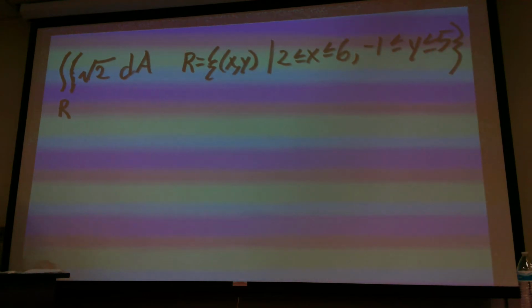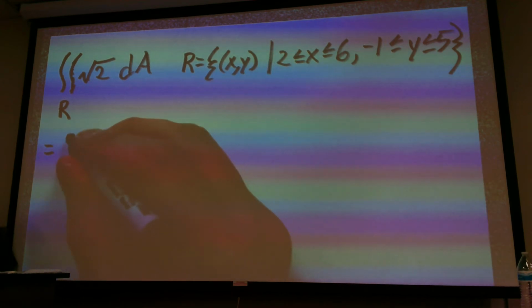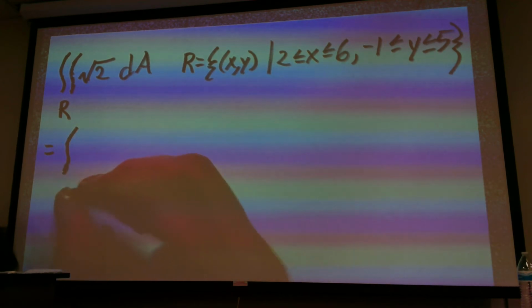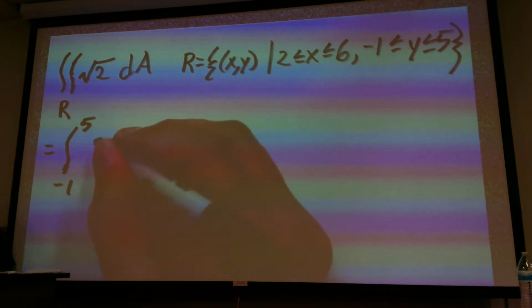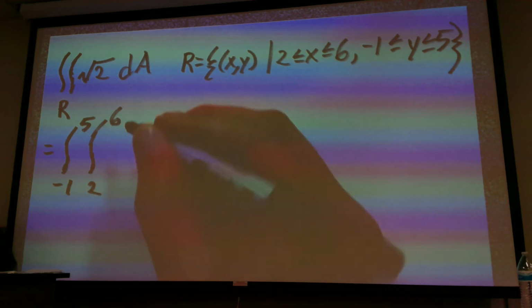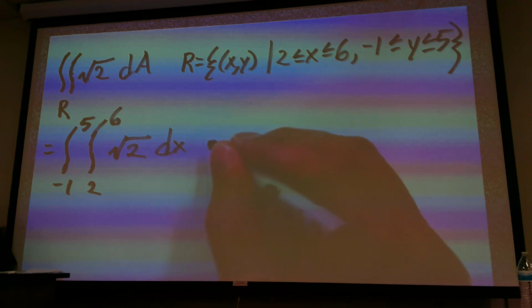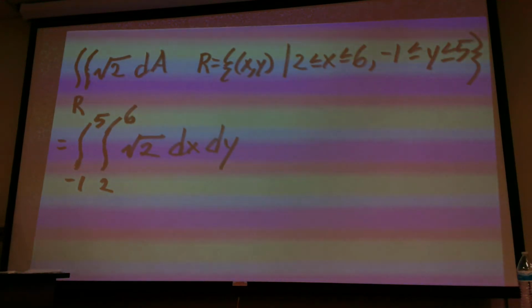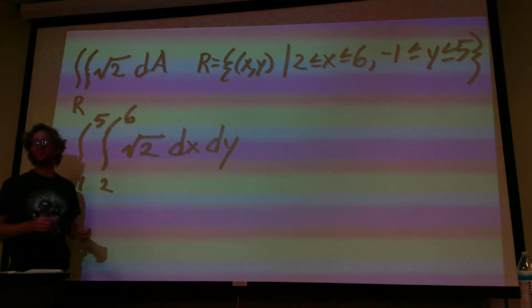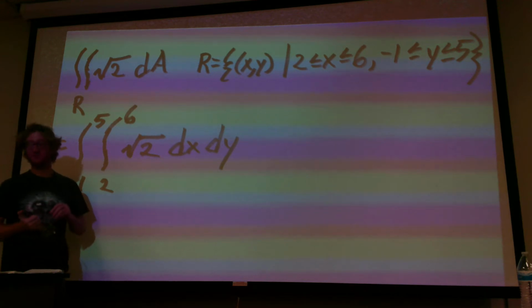Okay? Now, like I said, the order of this doesn't matter, so I'm just going to pick one. I'm going to say, well, I'm going to do y second. So negative 1 to 5, and the integral from 2 to 6 of the square root of 2, now dx dy. Okay? So the 2 and the 6 correspond to the integral with respect to x, and the negative 1 and 5 correspond to the integral with respect to y.